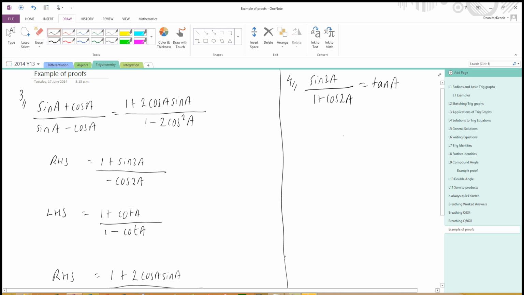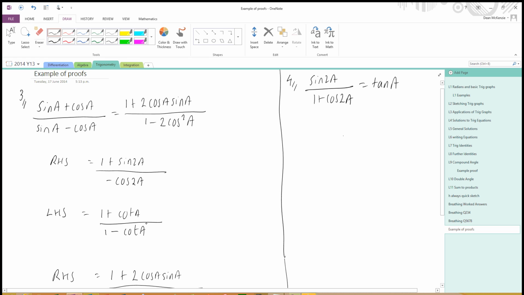However, when I look at the left hand side, that doesn't seem to have helped me at all. I've now got things in terms of 2A, whereas on the left hand side I've got things only in terms of A. So yes, it can be simplified in that way, but it's not actually taking you anywhere.